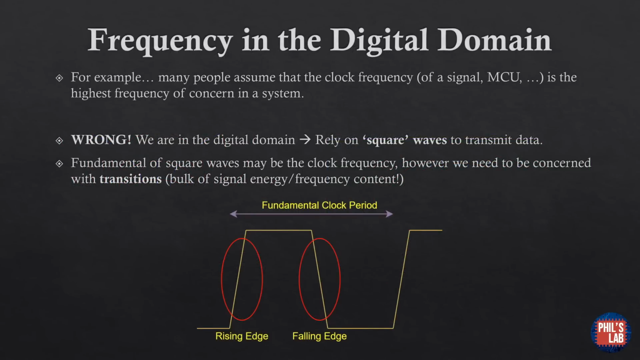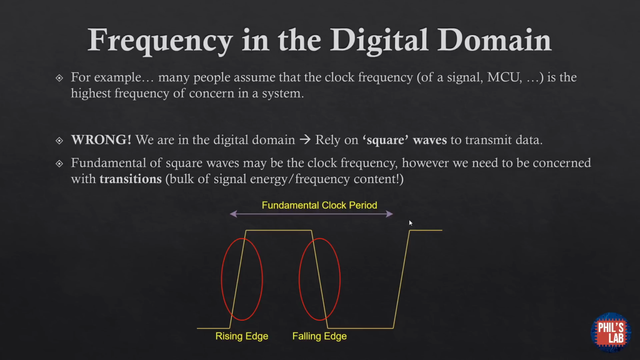Another misconception is when it comes to frequencies in the digital domain. For example, many people assume that the clock frequency of a signal or microcontroller, for example, the highest clock frequency in someone's system, is the highest frequency of concern in a system, and this couldn't be further from the truth. Typically these days we are in the digital domain, and we rely on pretty much square waves to transmit data. Of course, these won't be ideal, but close to, hopefully. The fundamental of these square waves may be the clock frequency, at 8 or 16 megahertz.